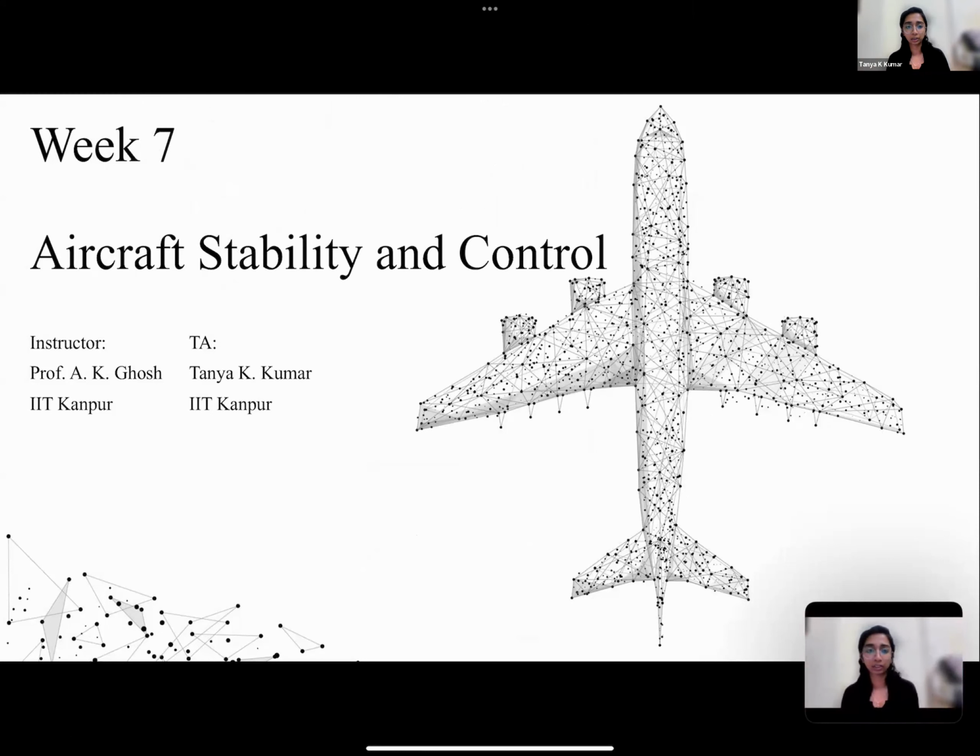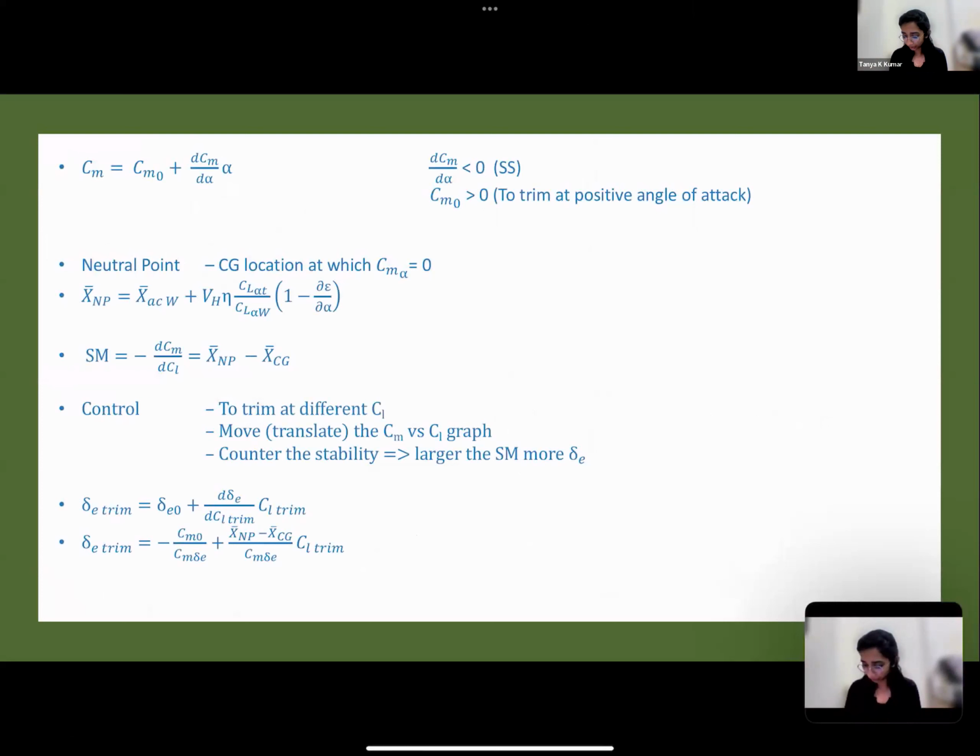Before that, we'll just look into the assignment questions of week 6 and try to solve those. Okay, so let's begin. Before that, let's just revise a few concepts that were used to solve the questions.